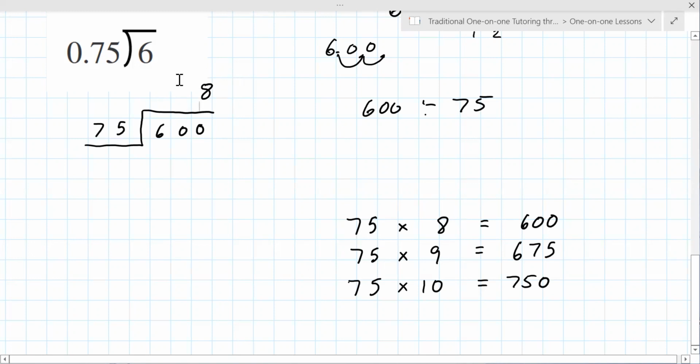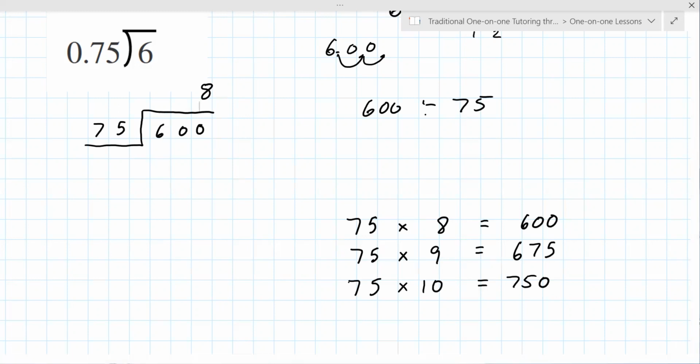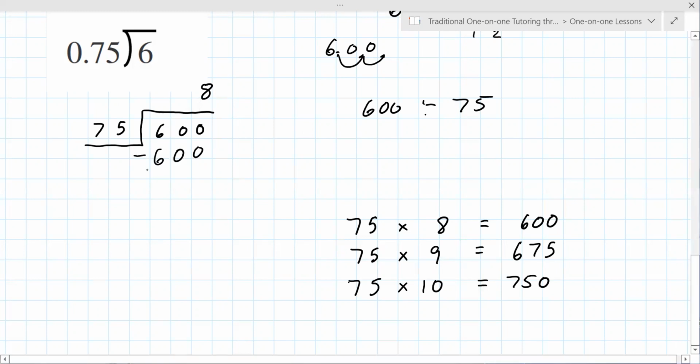What is 75 times 8? It's right over here. We write these numbers so that we have them when we need them for this table. 600. So you put 600 below, subtract, and that's 0. And that means you're done.